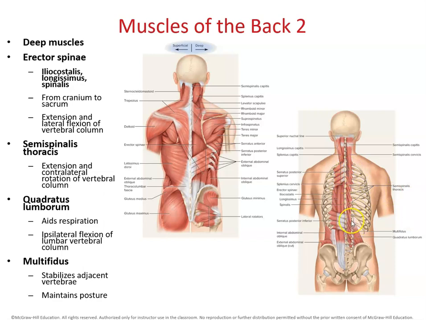Then your quadratus lumborum. Okay, so this one is in your lower back, and it's going to provide some stability between the vertebral column and the pelvis, and it also plays a little bit of a role in respiration. And finally, the multifidus, and your multifidus is here. Okay, so your multifidus is over here, and it's a stabilizing and a posture muscle.